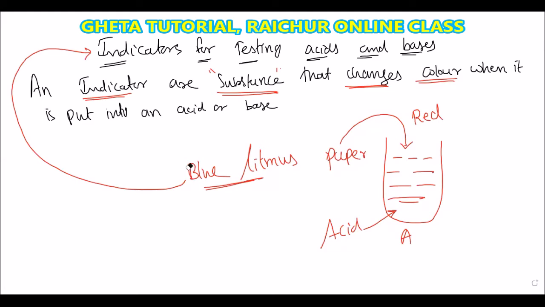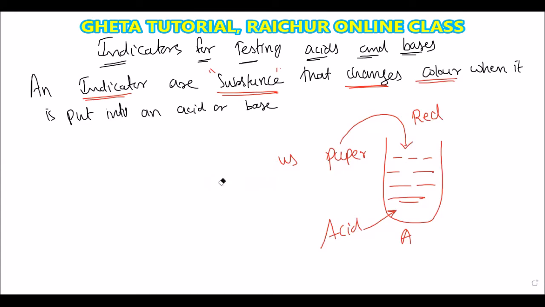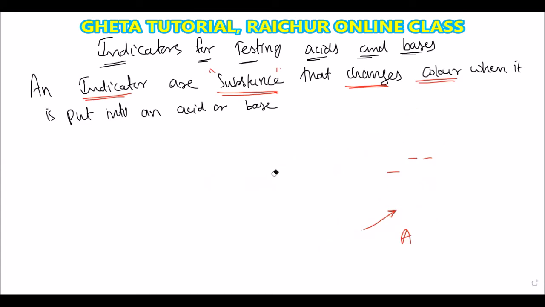Indicators are chemical substances that change the color when they are put into acid or base. Or we can say when they come in contact with acid or base, they will change the colors. Okay. So there are two types of acid-base indicators.